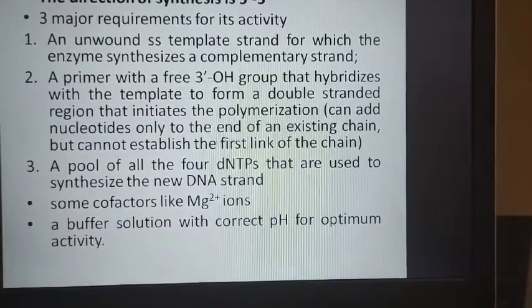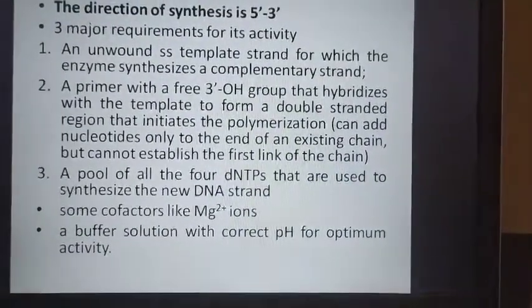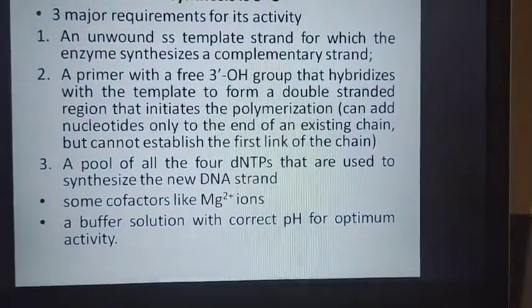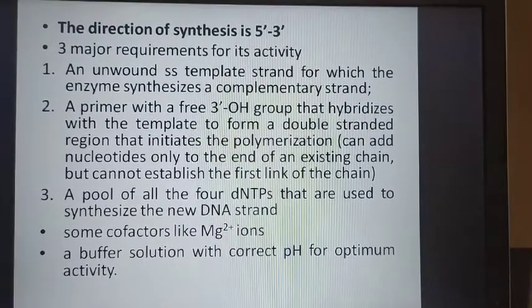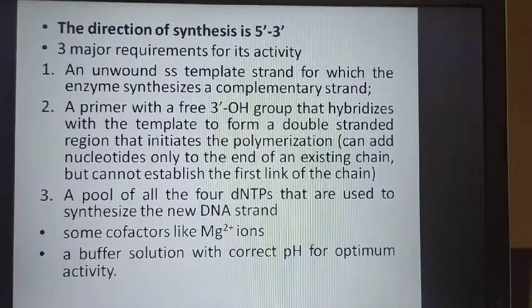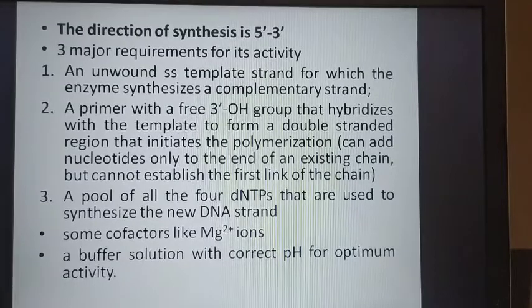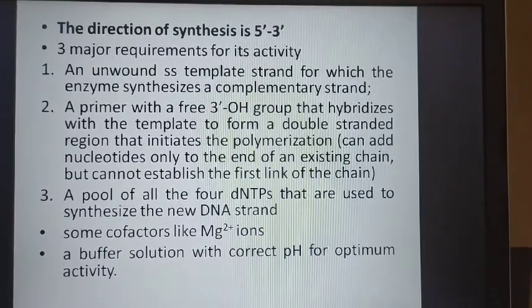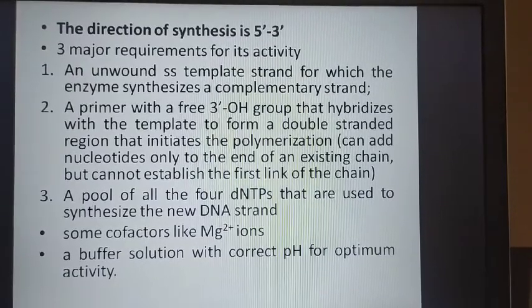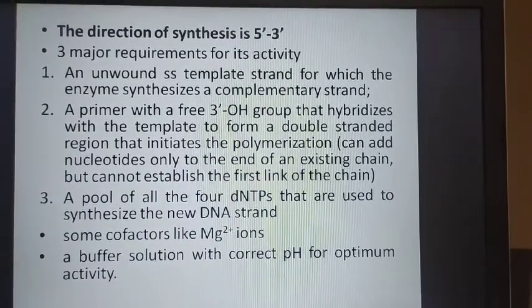And what is the third requirement? The third requirement is, of course, the monomers for synthesis of the DNA strand. The monomers are deoxyribonucleotide triphosphates, that is dATP, dTTP, dGTP and dCTP. Along with that, it requires certain cofactors like magnesium ions, and it requires a buffer solution with correct pH for its optimum activity.